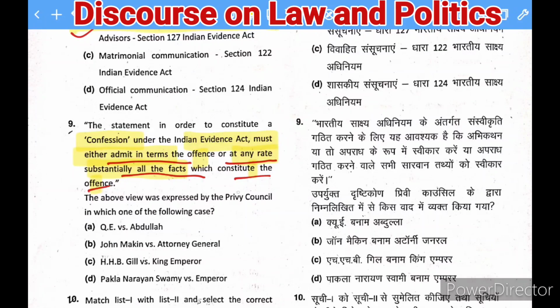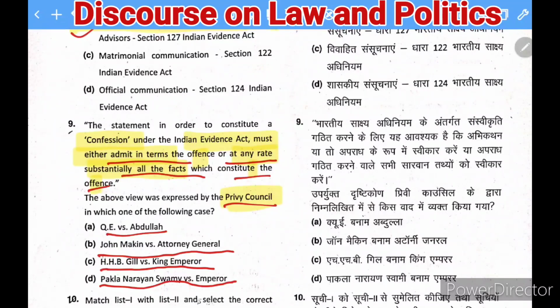Okay, so this is a judgment of the Privy Council. You can see the options in which case it was held: A, Q.E. Abdullah; B, John McCain versus Attorney General; C, H.H.B. Gill versus King Emperor; and D, Pakala Narayan Swamy versus Emperor.